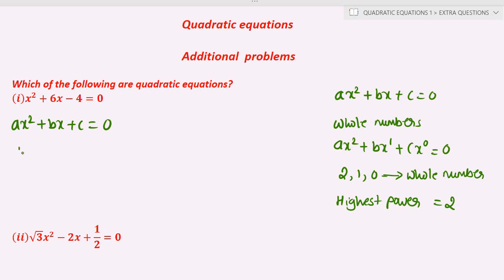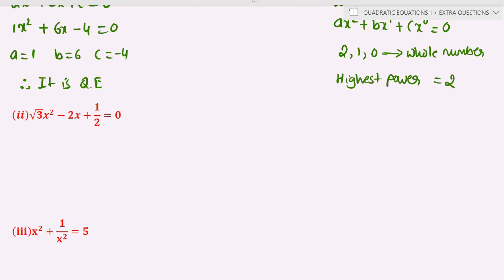See, it can be written as the given equation x square plus 6x plus minus 4 is equal to 0. What he had given, a is equal to 1 here, if nothing is there it is 1, and b is equal to 6, and c is equal to minus 4. See, as it is in the form of the standard quadratic equation ax square plus bx plus c, therefore the given equation is a quadratic equation. Let us move on to the next question now.